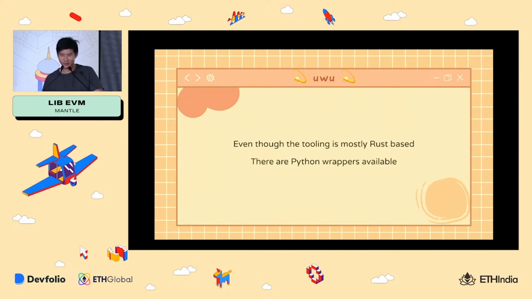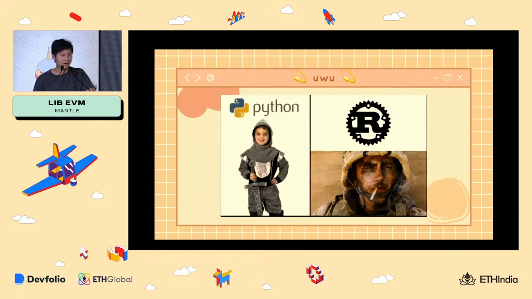So let's continue. You might have noticed that I've mentioned Rust many times. It sounds like I'm a fanboy, even though I am more of a Haskell fanboy. That's unrelated. Even though these tools are Rust related, if you are more inclined to use another language, for example Python, don't worry, there are Python libraries and wrappers available. This is my favorite image. The Python baby boy gets his aid from the Rust soldier who's returned from the battlefield.